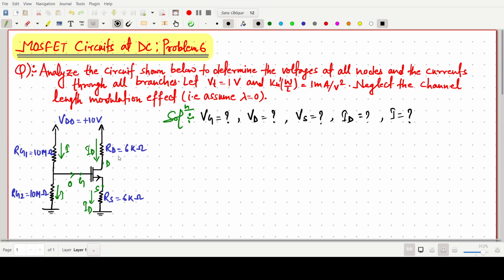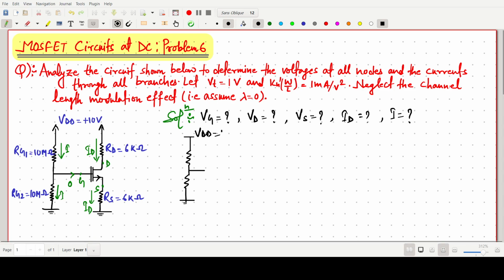It is a very simple concept to find the value of Vg. Here there will be no current. So if we consider only this portion for the calculation of Vg, this current is 0, so no need to worry about this one. VDD is 10 volt, and this one is RG1, and this one is RG2, and this current is the same as I. And this one will be our Vg.